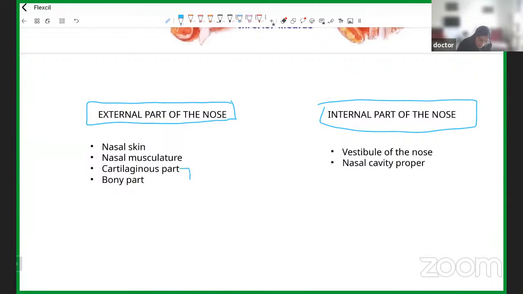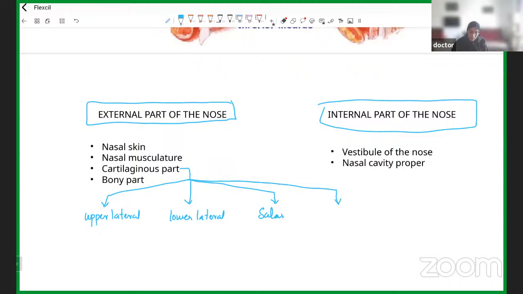So, cartilaginous part: upper lateral, lower lateral, and then we have septum. Lesser alar part. All right.